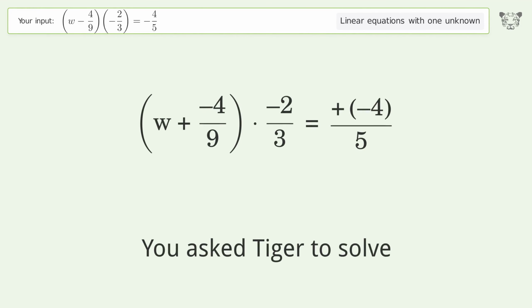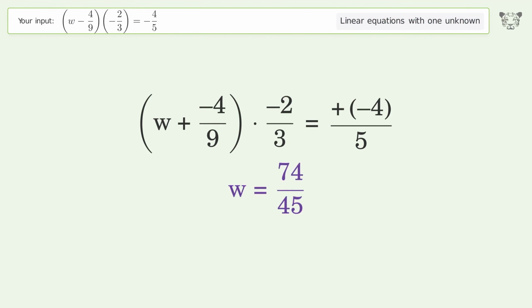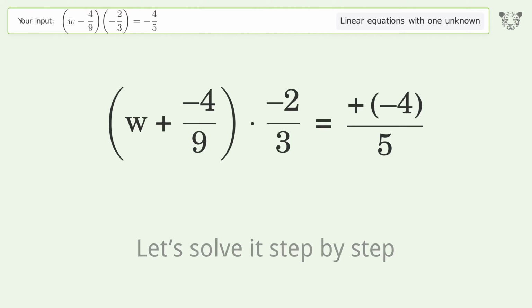You asked to solve this. This deals with linear equations with one unknown. The final result is w equals 74/45. Let's solve it step by step.